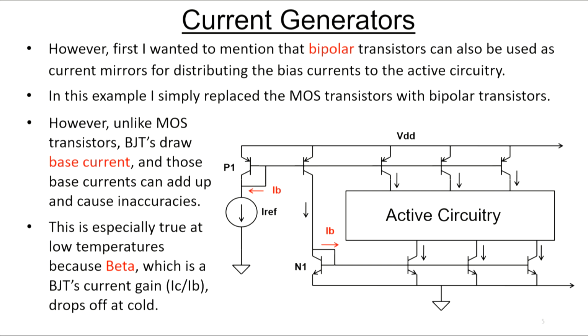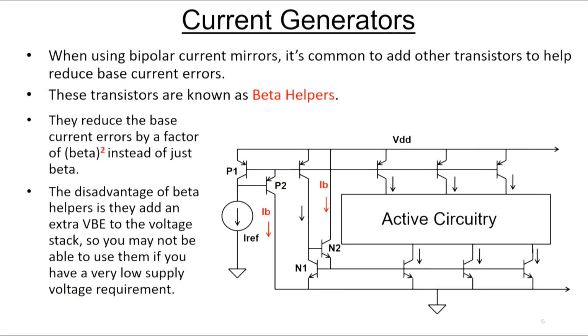This is especially true at low temperatures where the beta, which is the current gain of a bipolar, the collector current over base current, drops off. So all these base currents go up at cold temperature. Cold temp's usually the worst case for this particular problem. When you're using bipolar current mirrors, it's common to add other transistors to help reduce the base current error. And these transistors are known as beta helpers. And I just showed 2 of them here, this P2 and N2 here.